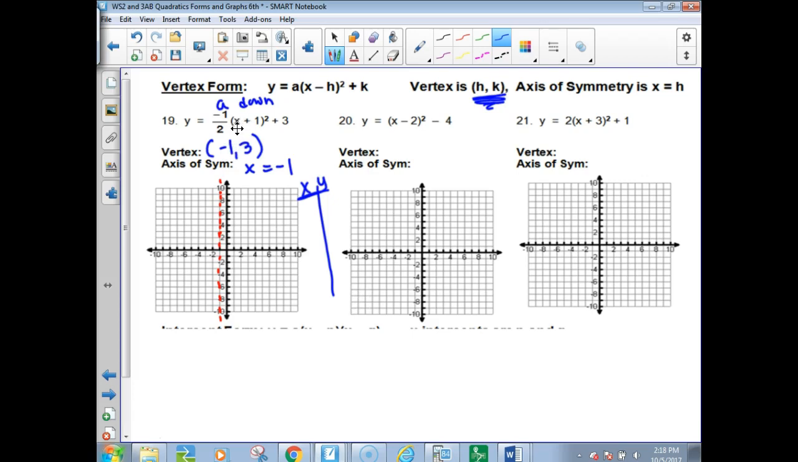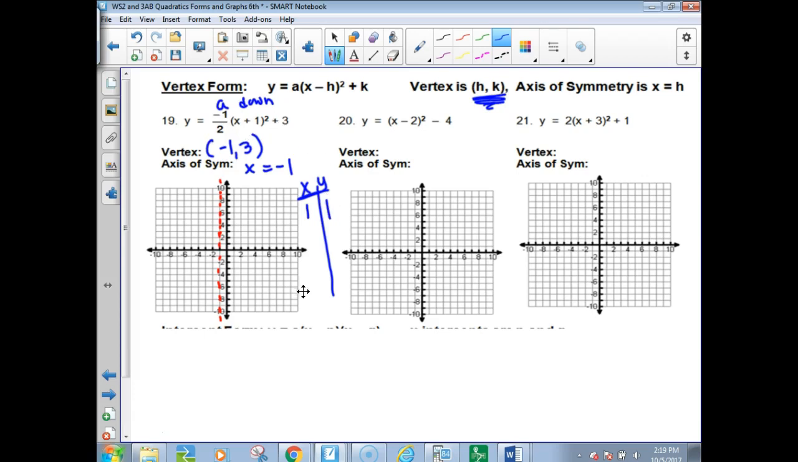I don't want to do 0. What I tell kids is, you see that axis of symmetry, -1? Let's pick a number to the right of it, and then we'll find its matching guy on the other side. I'd rather not do 0 because I think I'm going to get a decimal. So I'm going to put in the number 1. I'll do this in my head: 1 plus 1 is 2, 2 squared is 4, -1/2 times 4 would be -2, and -2 plus 3 is 1.